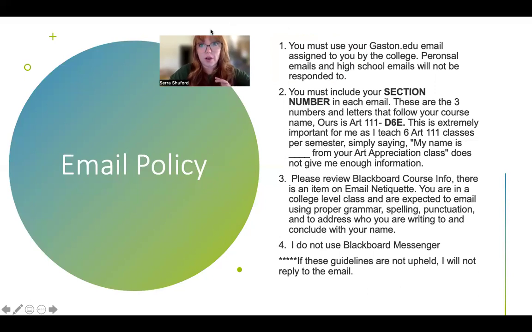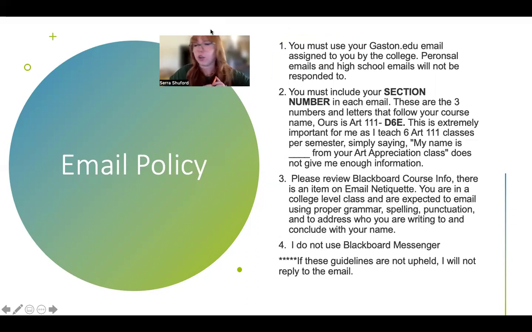Another policy that we've got is our email policy. And again, this one is pretty specific to me, but like I said, I have a lot of students, upwards of 200 students this semester. And so this makes things a lot easier for me, and it makes it much easier for me to respond to you in a much more accurate way, a much more time efficient way.